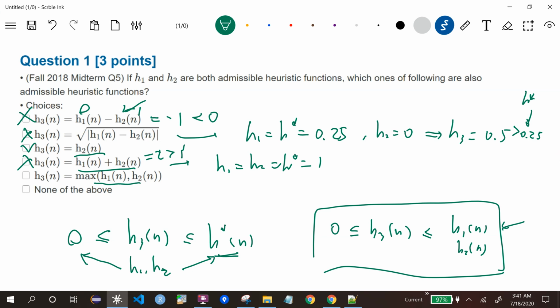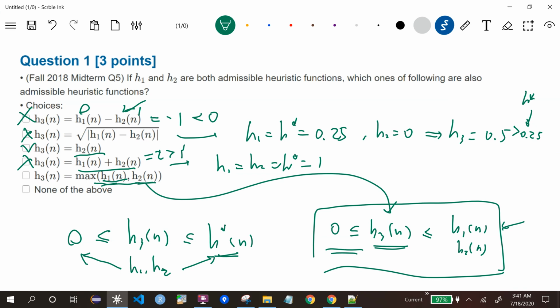So the last one is a bit tricky. But as I said, we can use our inequality here. Let's put this thing in here. So the max of the two, if both of them are larger than 0, then the max of these two must be larger than 0 as well.